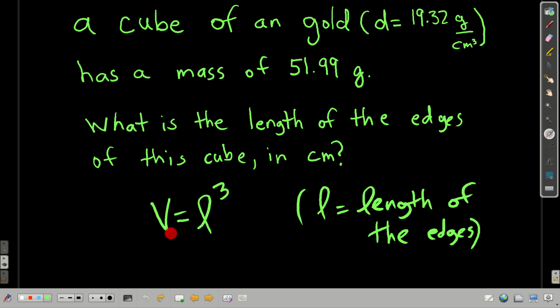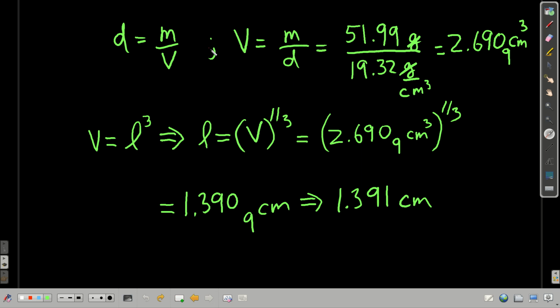So we can say the volume of that cube is equal to the length of an edge to the third power, where L is the length of the edges. All right, so we know the density and the mass. We can solve the density equation for the volume. Once you know the volume, we can use this equation to find the length of an edge. So here it is. Solving the density equation for volume, we get volume as mass over density.